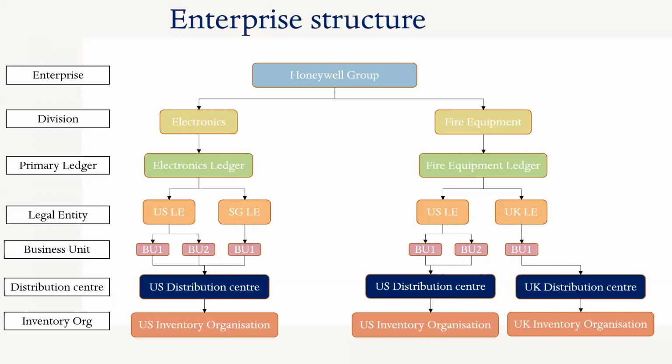One doubt. Yes. So the enterprise is like the business group in 11i and R12, right? Yeah, like the business group. And division is new. Yeah, division is also new. And the primary ledger is the same. Chart of accounts, right? Yes, same. So the legal entity came fourth. The business unit is new. The operating unit we are calling a business unit here. Okay. So distribution center and inventory org. Okay, right. Yeah. So this is the structure.